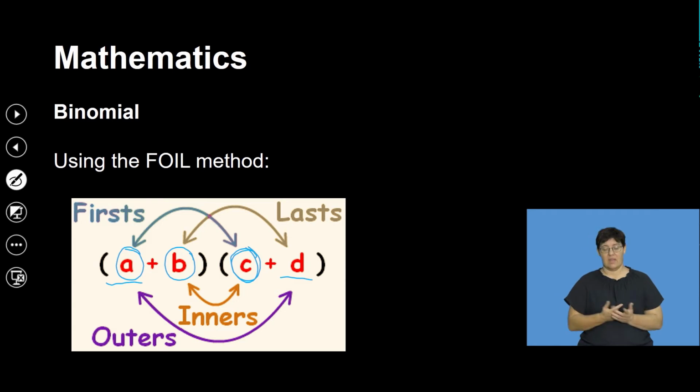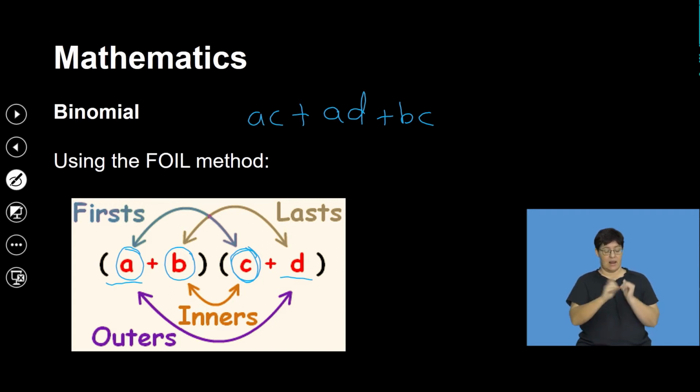So if I multiply the first, it will give me AC. I multiply the outers, it will give me plus AD. I multiply the inners, it will give me plus BC. I multiply the last, it will give me plus BD, right?